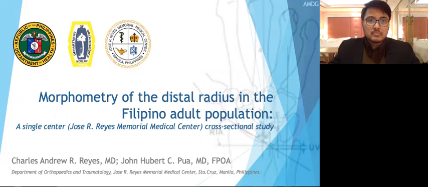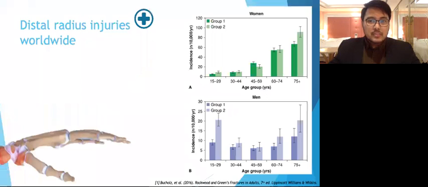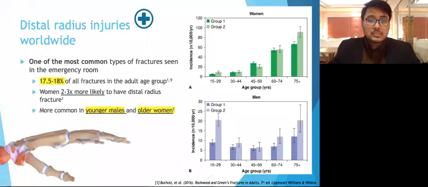So distal radius fractures are actually the most common types of fractures seen by orthopedic surgeons. It accounts for roughly 18% of all fractures in adults. While women are more likely to have distal radius fractures than men, this injury seems to be more common in younger males and older women.